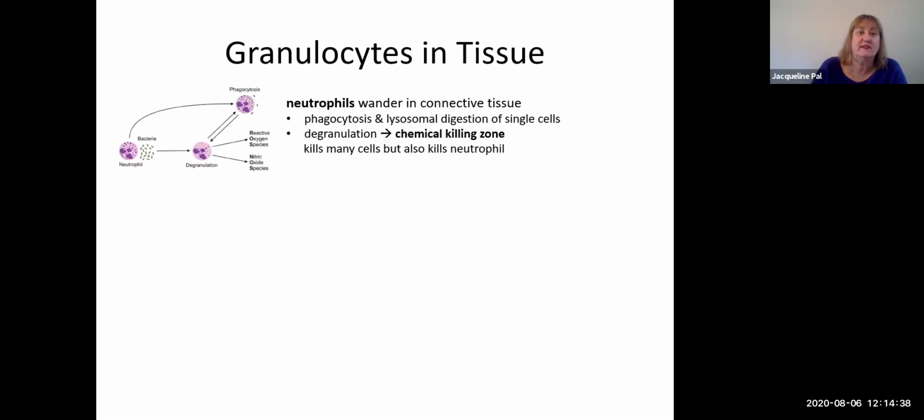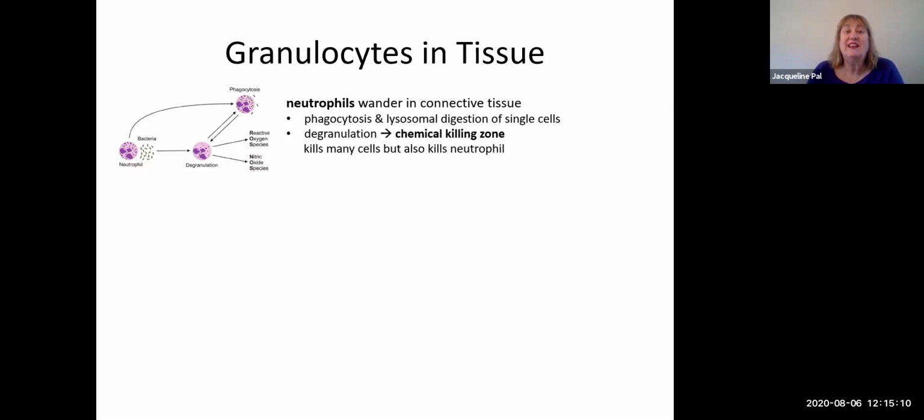What they can do as defense. Starting off first, our neutrophils, our first responders. When they wander in connective tissue, they are going to do phagocytosis and digest single cells. That's fine if they only find a bacteria here and a bacteria there. But if they recognize there is a lot of foreign material that they need to get rid of, they have a more robust method of attack.